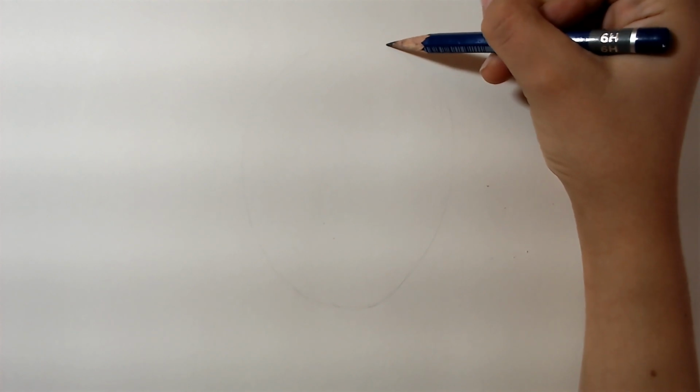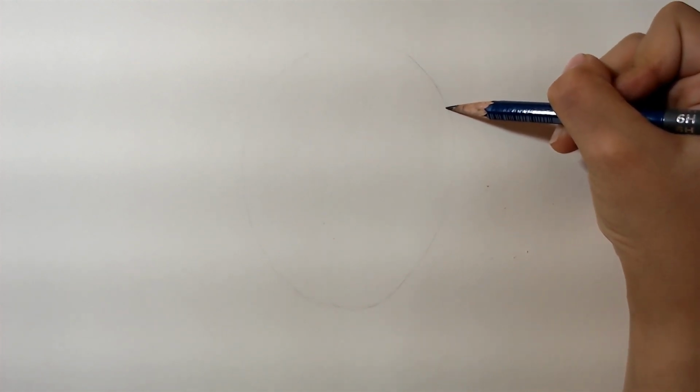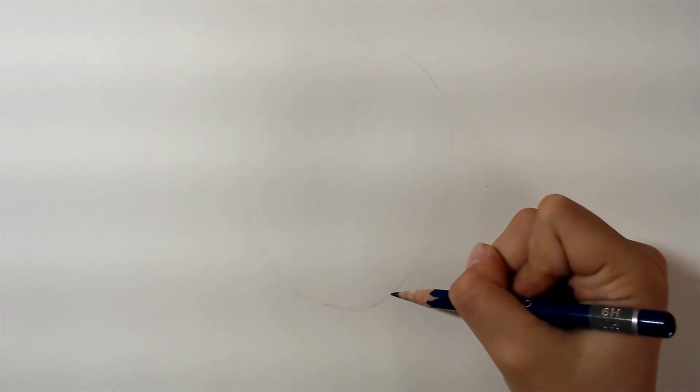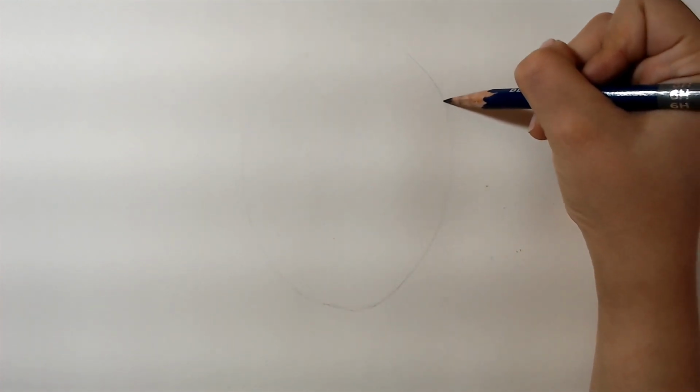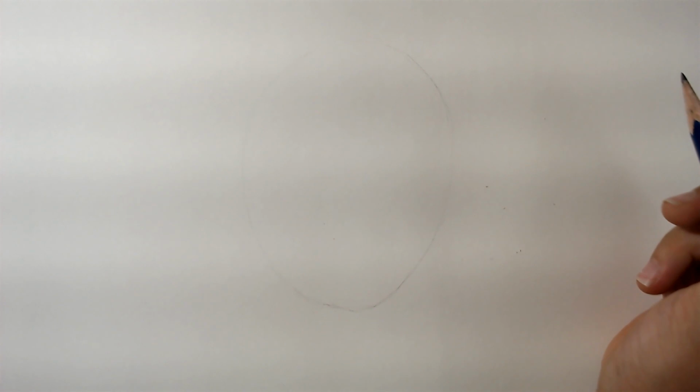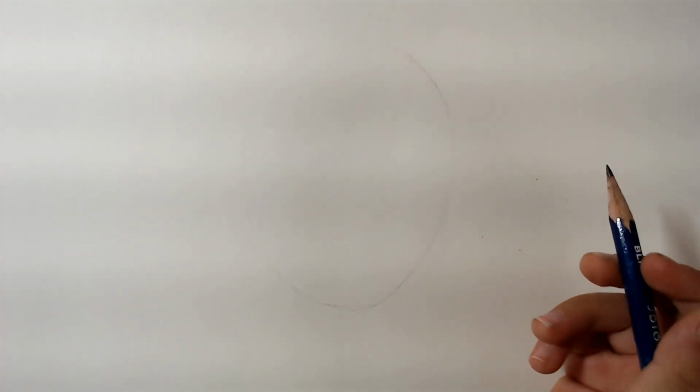So right now it can look like the head of a person, but then I'm going to add a few smaller details that will make it look more flattened out. So now that I've gotten the hamster's whole body, I can draw.